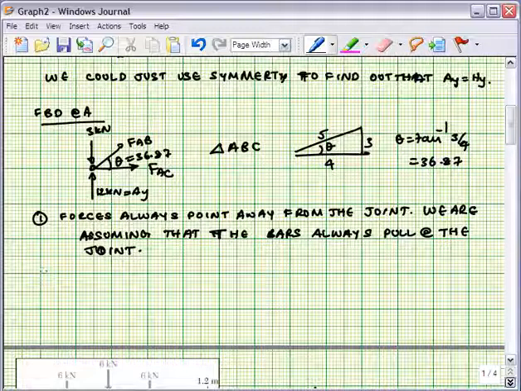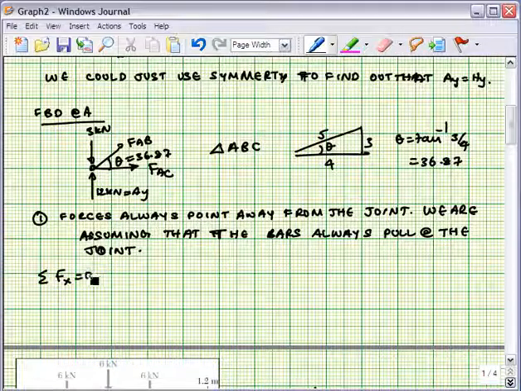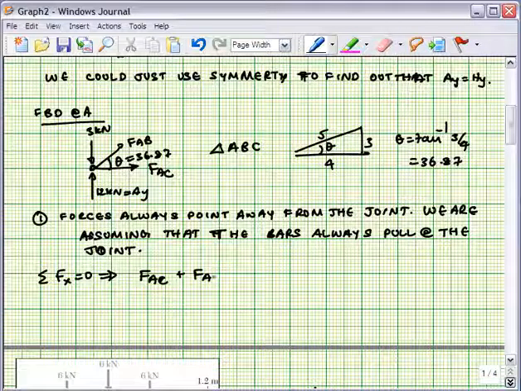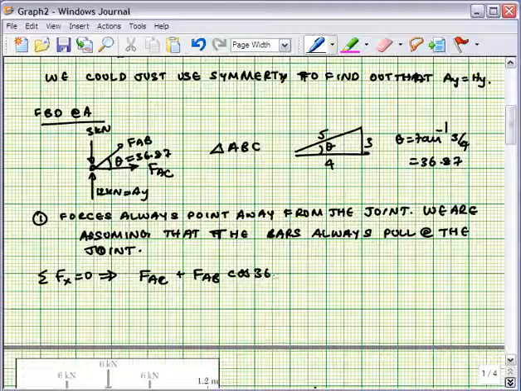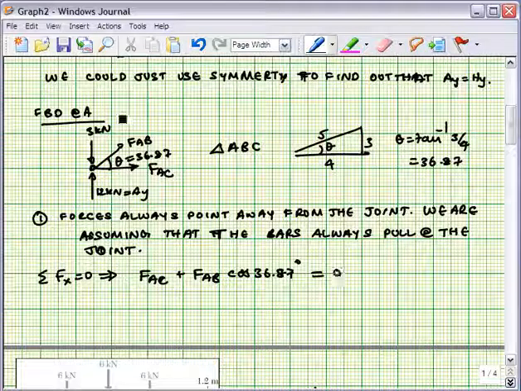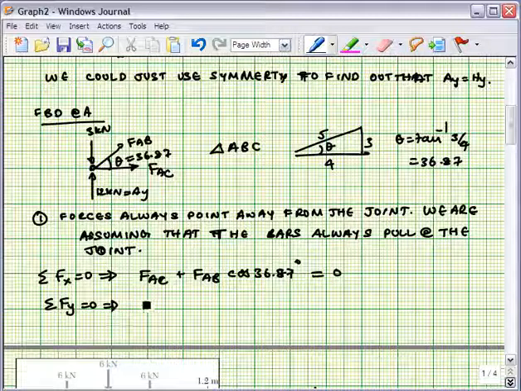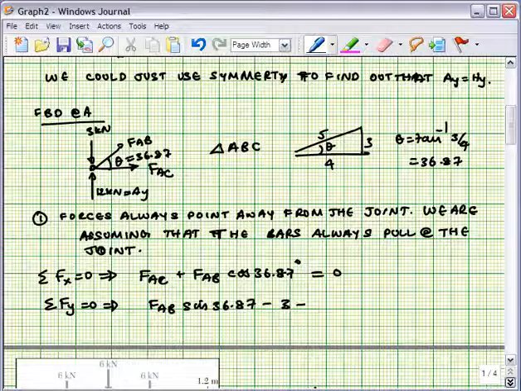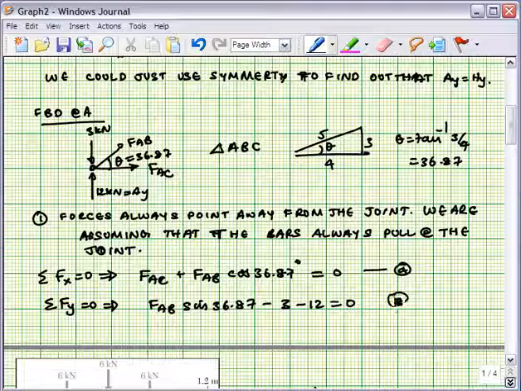Now I'm going to set summation of all the forces in the x direction equal to 0. Immediately will give me FAC plus FAB cos 36.87 must be equal to 0, because those are the only two forces in the x direction. Summation of all the forces in the y direction equal to 0 gives me FAB sine 36.87 minus 3 minus 12 equal to 0. So that's A, that's B.